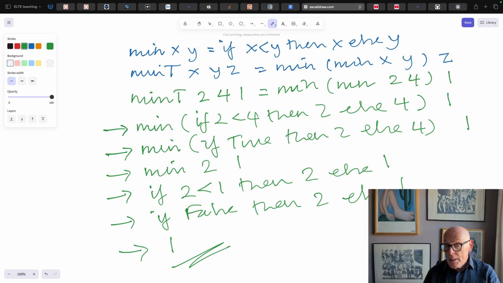So we've got the answer we would have expected for the minimum of 2 and 4 and 1. And the steps we took were by using the equations at the top and replacing the variables in them, x and y, by actual values, and that allowed us to make the calculation work out. We replaced the left-hand side, min x y, by if x less than y, then x else y, with suitable values for x and y. And that's how calculation proceeds in Haskell.